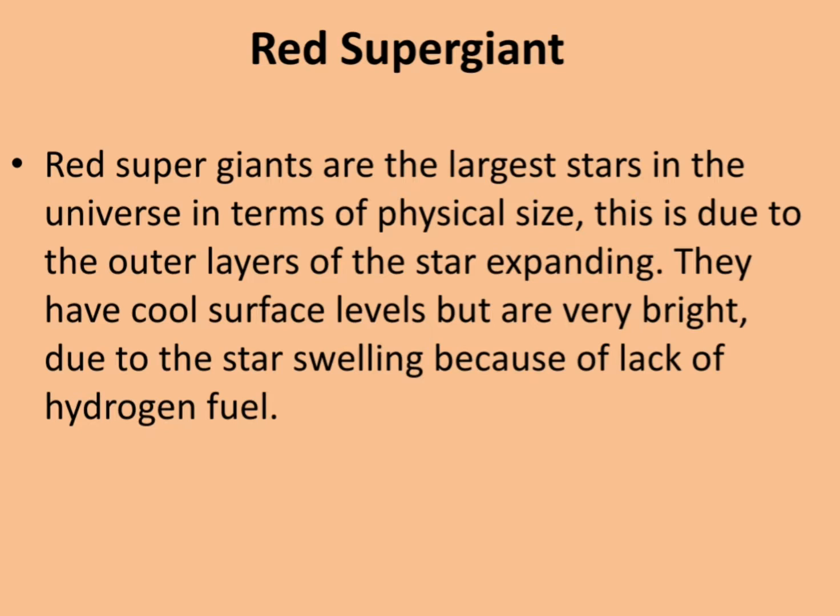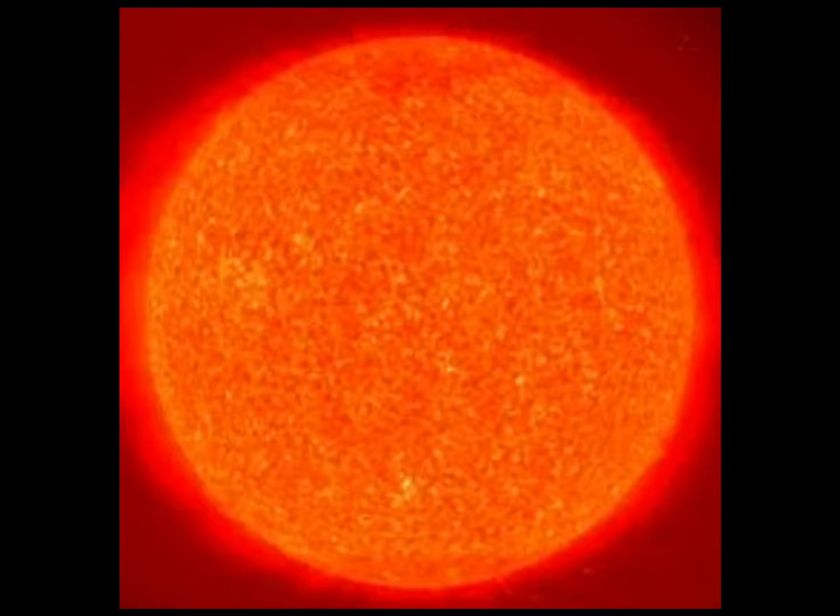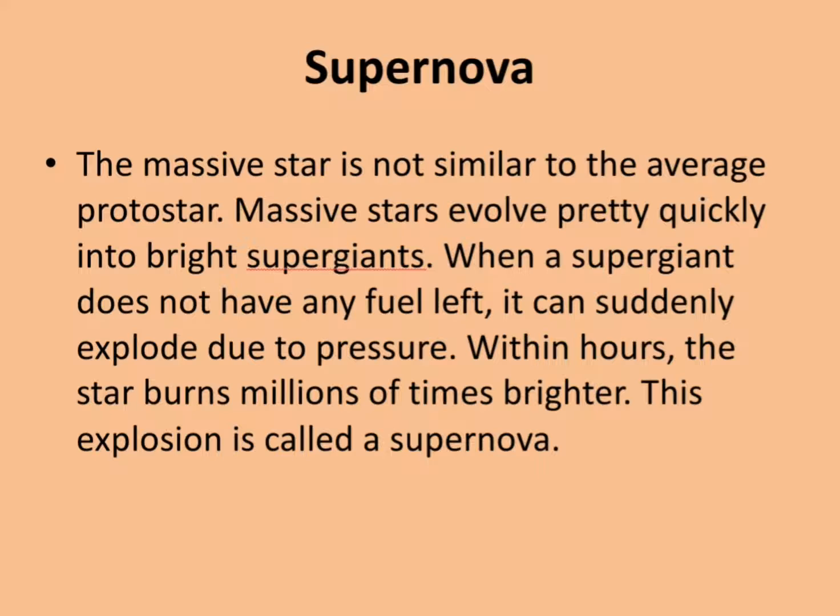Supergiants are the largest stars in the universe in terms of physical size. This is due to the outer layers of the star expanding. They have cool surface levels but are very bright due to the star swelling because of lack of hydrogen fuel. As you can see, this is a red supergiant star.